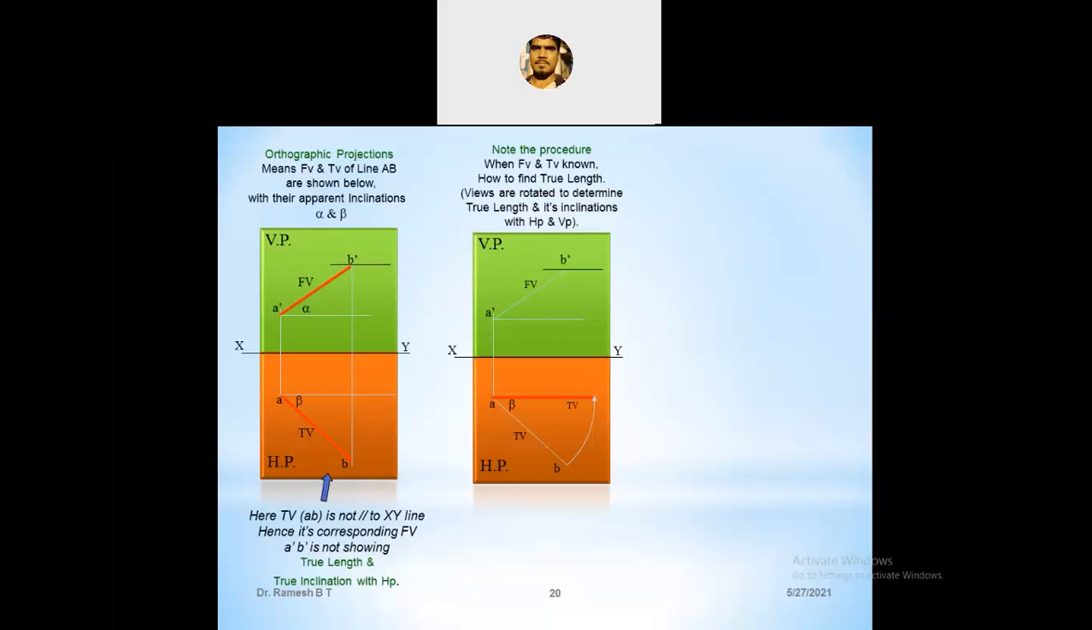If you have an apparent length, then the apparent length should be projected and the arc cut. If the true length is there, I will explain. The same thing, VP, HP. So here AB is the apparent length, and from the apparent length I want to find out the true length.